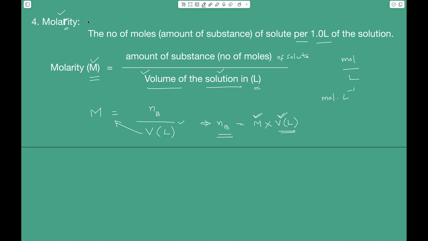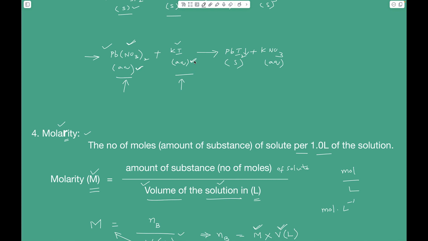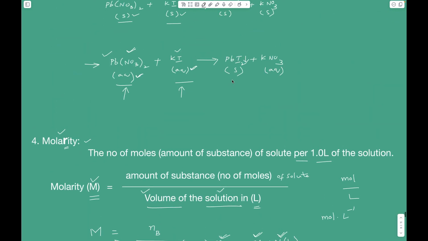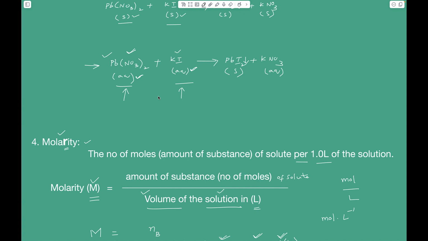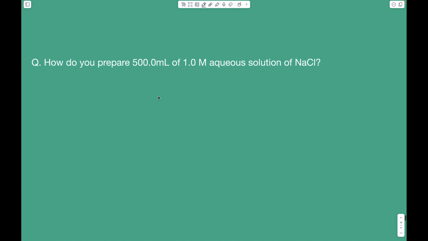That is why molarity is the most appropriate and convenient concentration term to express the concentration of solutions prepared for the purpose of carrying out chemical reactions. See, just by multiplying the molarity with the volume of the solution in liters, you will directly get the number of moles of solute present in the solution, and this is what you need for your stoichiometric calculations. Now we are ready to work out some examples on molarity.